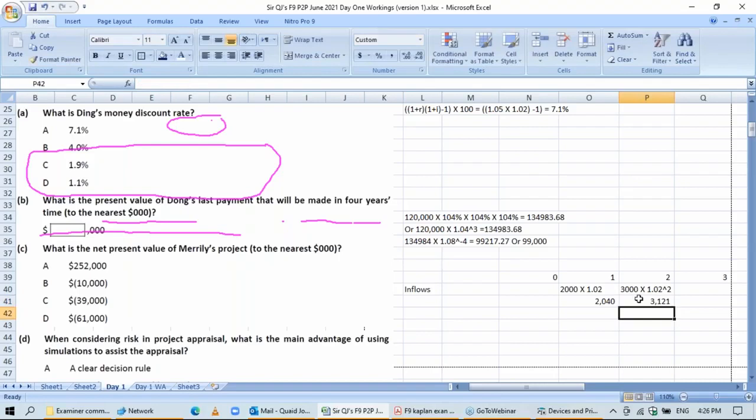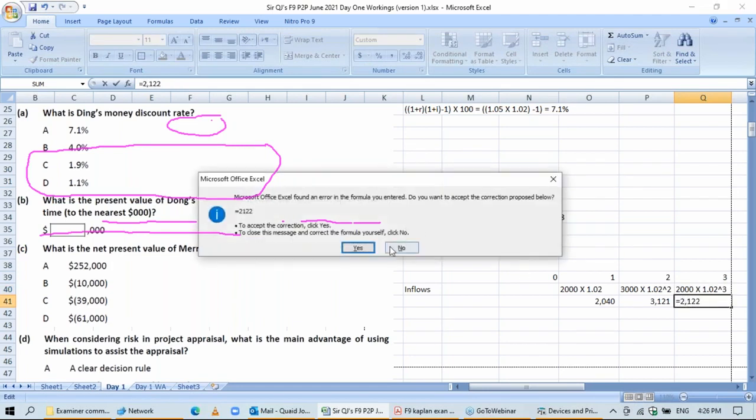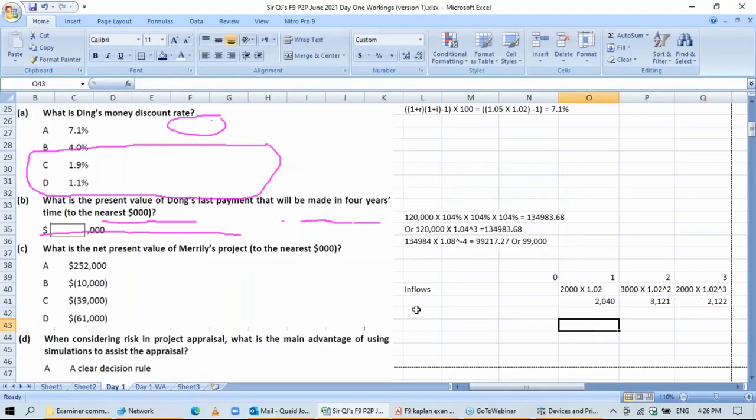This gives you 3,121. And then the third year, the cash flow is 2,000, but this is in current terms on the decision making date. So the cash flow will increase 3 times at the rate of 2%. So over here, the power should be 3. So the amount will be 2,122. So 2,122 will be the inflow amount in the year 3.